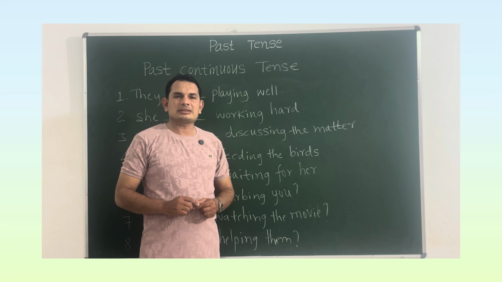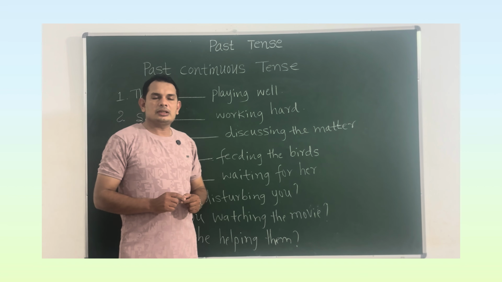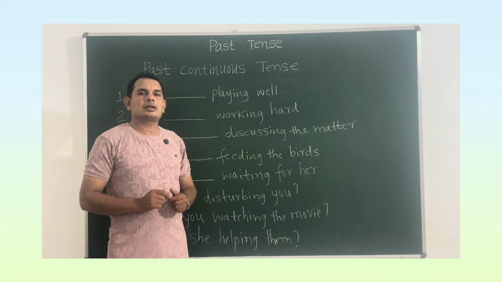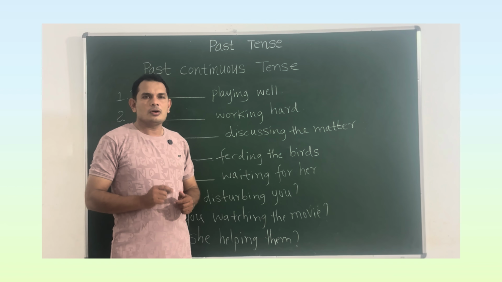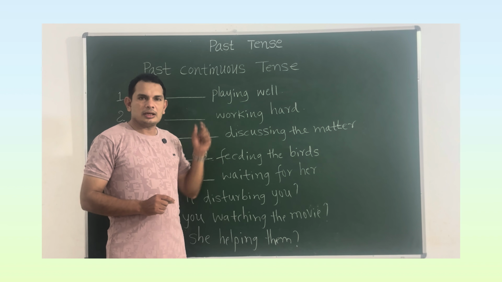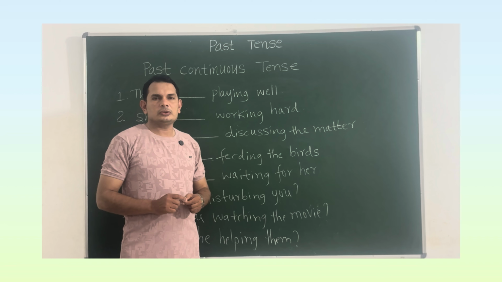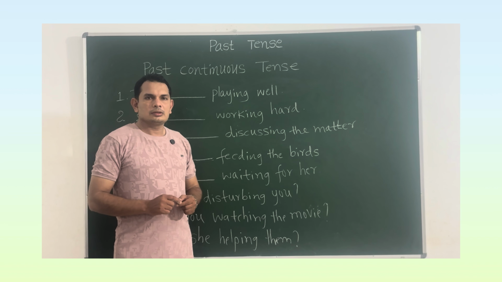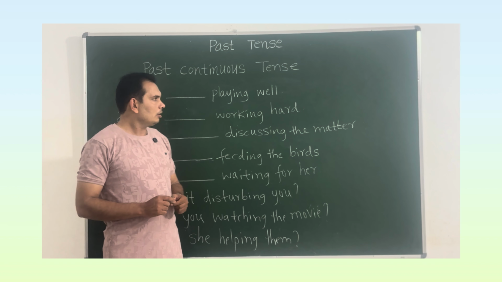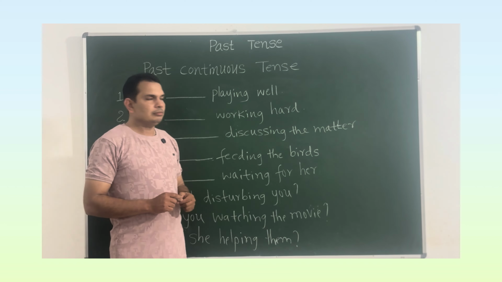That's all about the past continuous tense. We have learned how to form sentences in the past continuous tense using the auxiliaries was and were. Here are some questions for you. They will help you review your progress. Let's find out your understanding of the topic with some questions.